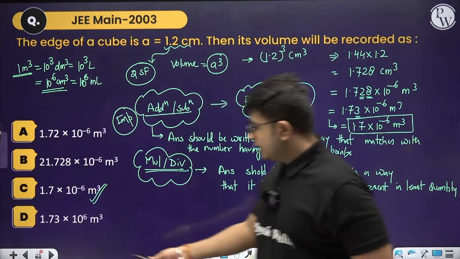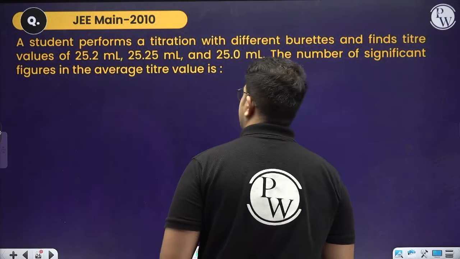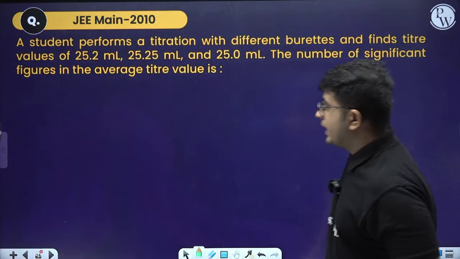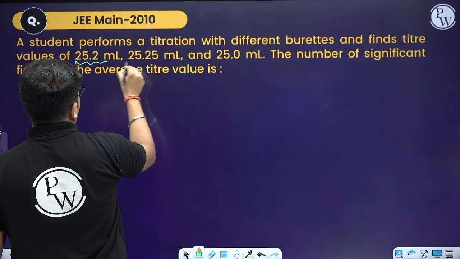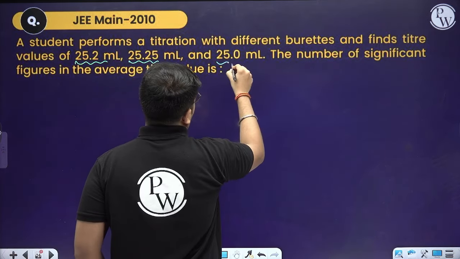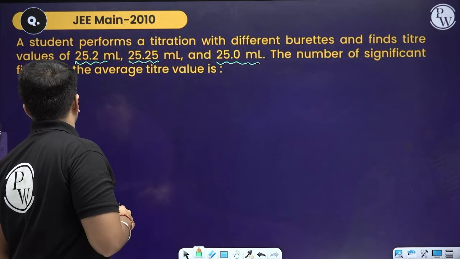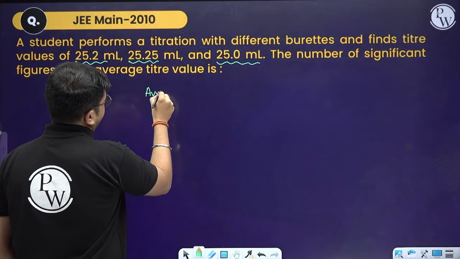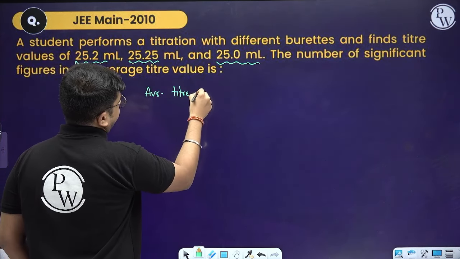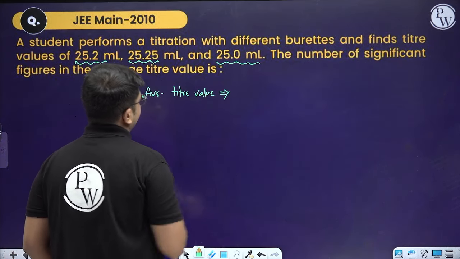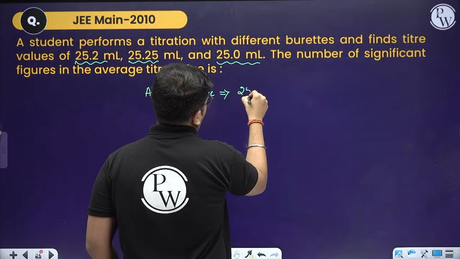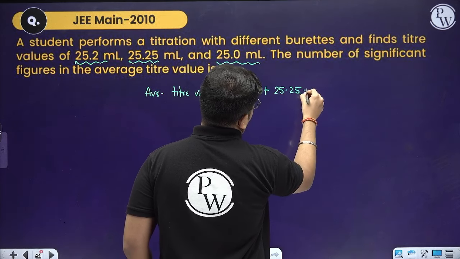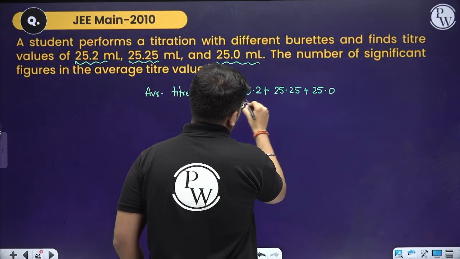Okay, next part. Next question says a student performs a titration with different burets and finds titre values as 25.2 ml, 25.25 ml, 25.0 ml. The number of significant figures in the average titre value. So if I talk about the first part, which is average titre value, it's very easy. So we have 3 values, 25.2 plus 25.25 plus 25.0 divided by 3.